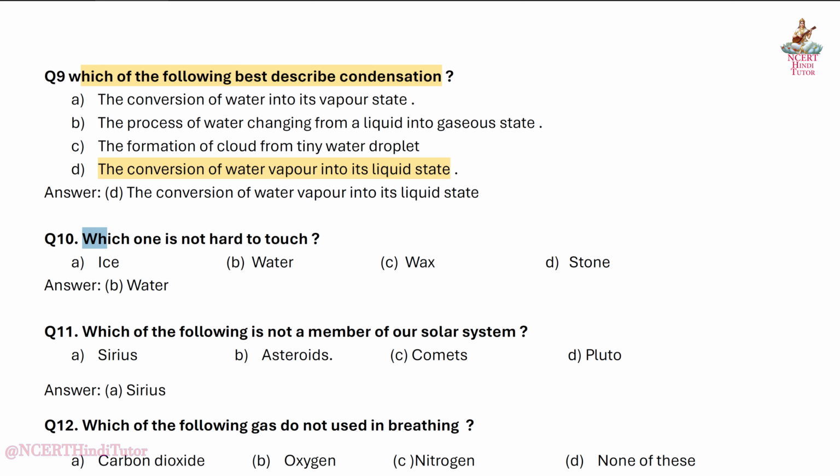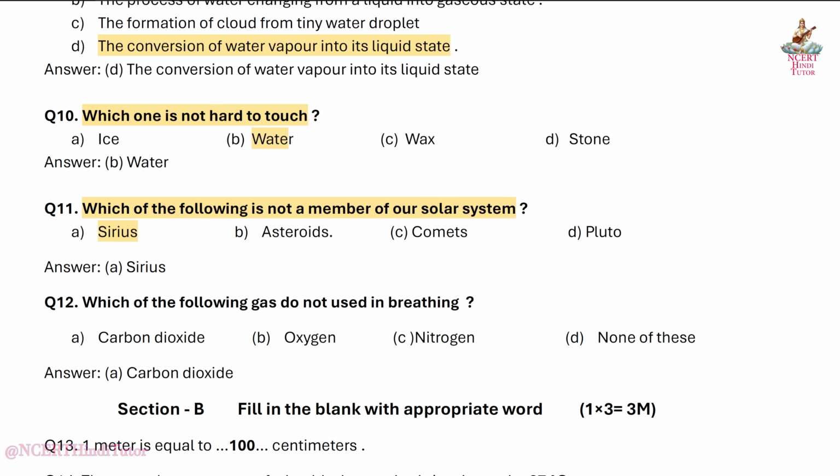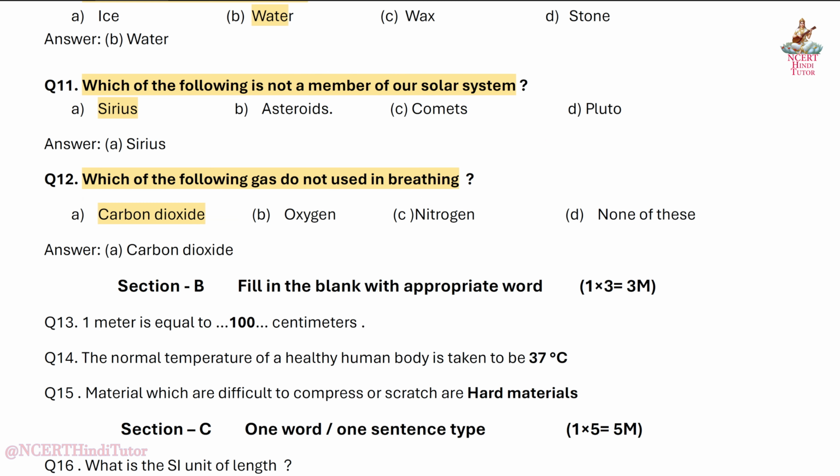Question 10, which one is not hard to touch? Answer B, water. Question 11, which of the following is not a member of our solar system? Answer A, Sirius. Question 12, which of the following gases is not used in breathing? Answer A, carbon dioxide. Section B, fill in the blanks with appropriate word, carrying 1 mark each.